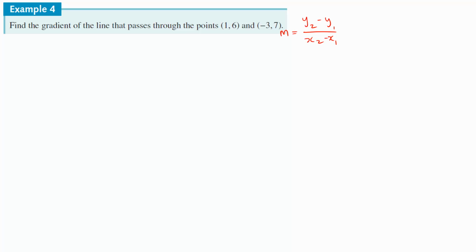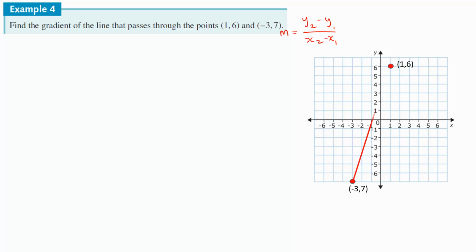What's negative 3 minus 1? Is it negative 4? Negative 4 over 1. I don't know. Let's visualize it. I've drawn the picture for you as well. No, it's 1 over negative 4. Yeah, it wasn't 1, right?